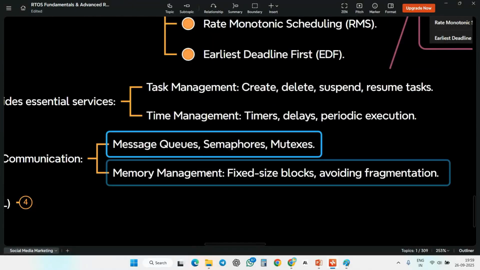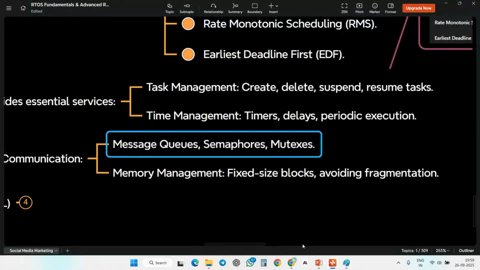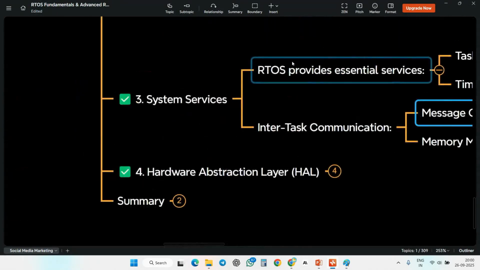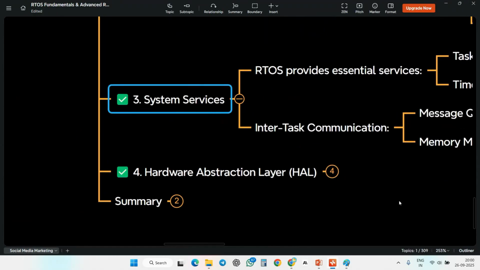So what is a message queue? All the tasks are arranged as a queue first, and then it takes one task after another and implements them. Semaphore means it is going to synchronize your tasks. These we will discuss tomorrow. System services, the complete task-based concept inside that, you will see in the next video.